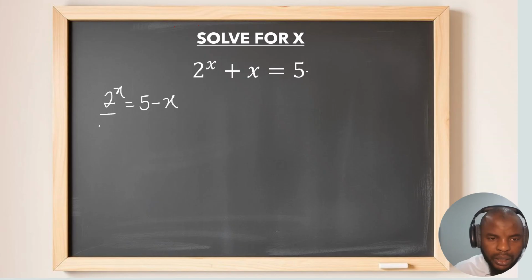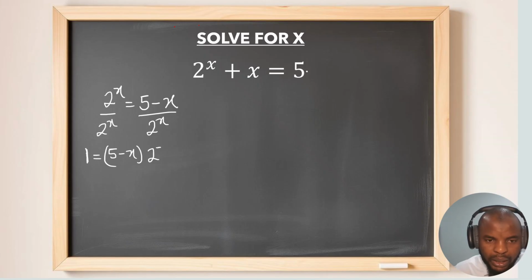By doing that, here we're going to have 5 minus x divided by 2 to the power of x. Now, on the left-hand side, this is going to be 1. And on the right-hand side, here, I'm going to have 5 minus x. This denominator can be written as 2 to the power of negative x. Recall, in mathematics, 1 over 2 is the same thing as 2 to the power of negative 1.